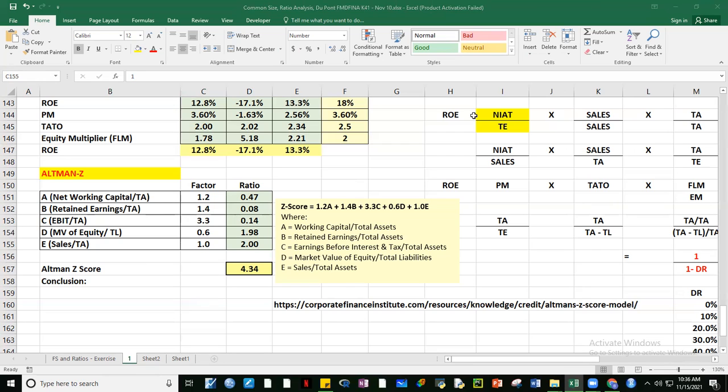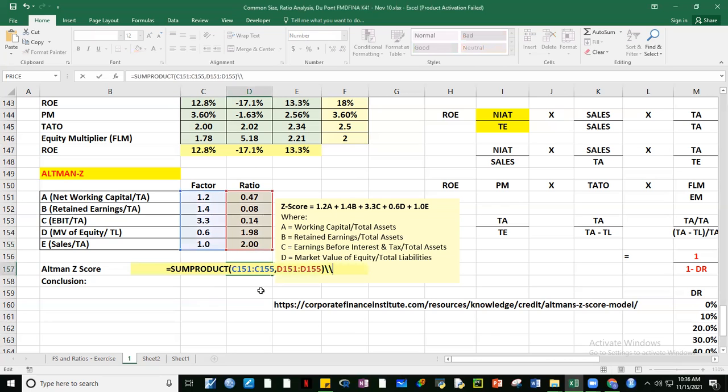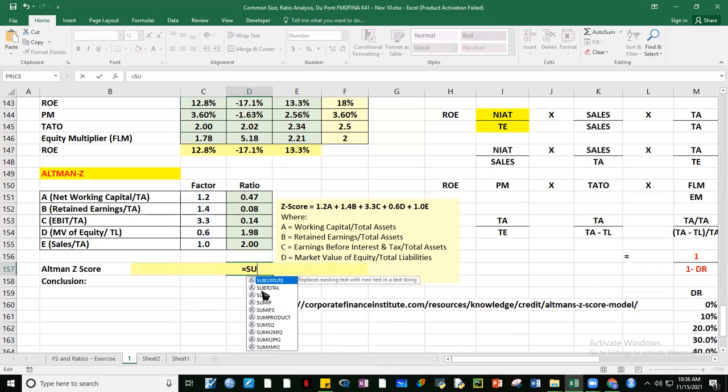Okay, good. Thank you so much guys. Thank you for the feedback. Okay. Now, we can now measure the Z-score. The Z-score is measured by multiplying the factors, okay, to the ratio. So this is 1.2 times this, 1.4 times 0.08, 3.3 times 0.14, etc. Doing natin guys. Hopefully you're doing this.